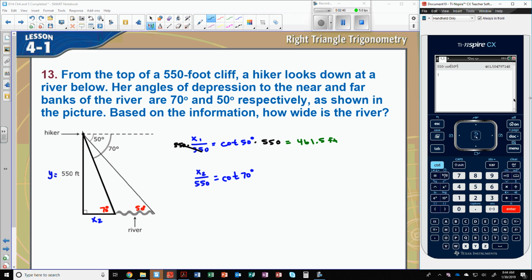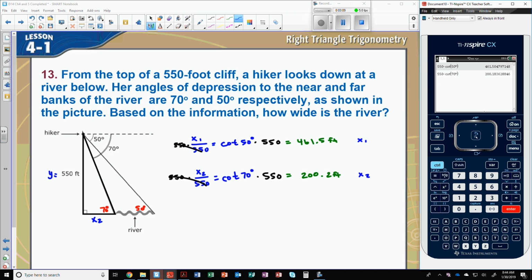And again, my step is the same. I'll multiply by 550, and we'll see what we get here. So I'm basically typing in the same thing. The only difference is my angle has changed to 70 degrees. And I get 200.2 feet. Now this was x1.